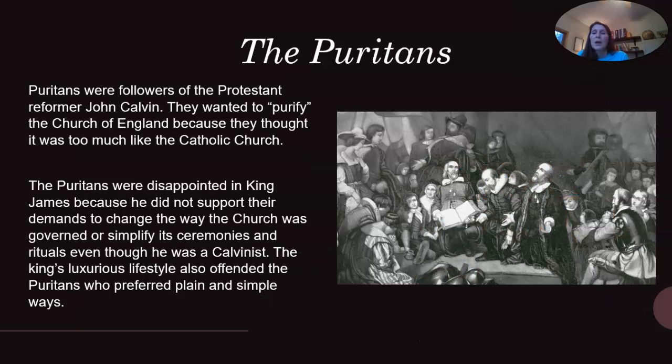The Puritans. Puritans were followers of the Protestant reformer John Calvin. They wanted to purify the Church of England because they thought it was too much like the Catholic Church. The Puritans were disappointed in King James because he did not support their demands to change the way the church was governed or its ceremonies and rituals, even though he was a Calvinist. The king's luxurious lifestyle also offended the Puritans, who preferred plain and simple ways.